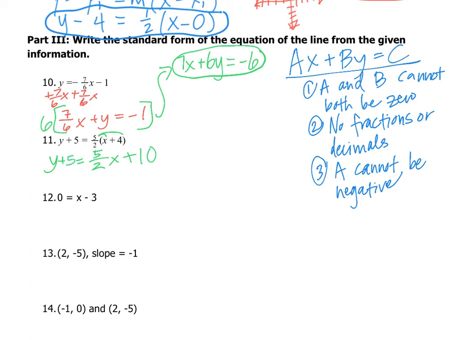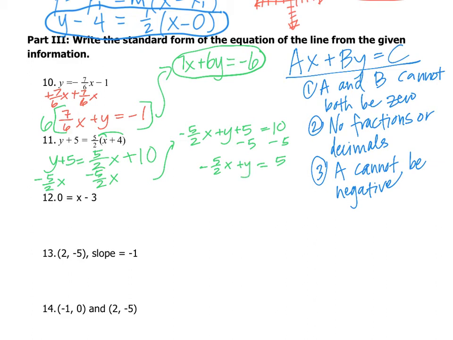Okay, so now I need to subtract 5/2 x. And when I do that, I get -5/2 x plus y plus 5 equals 10. Okay, I need to move this 5 over to the right-hand side, so I'm going to subtract 5, and now I have 5 equals -5/2 x plus y.